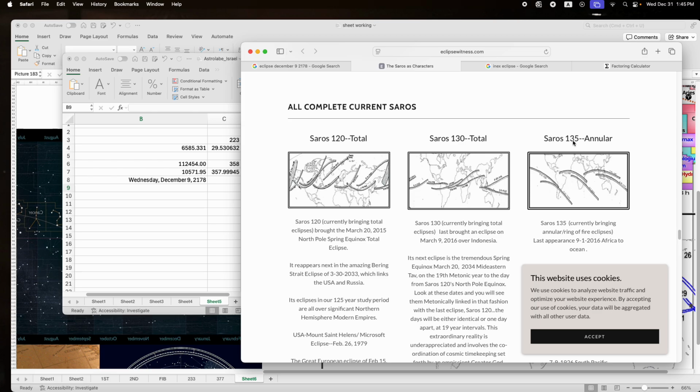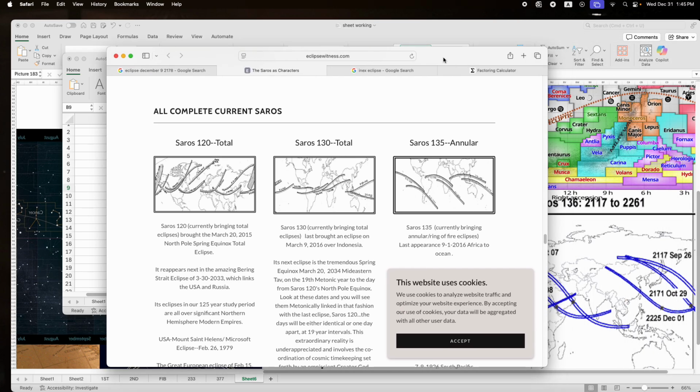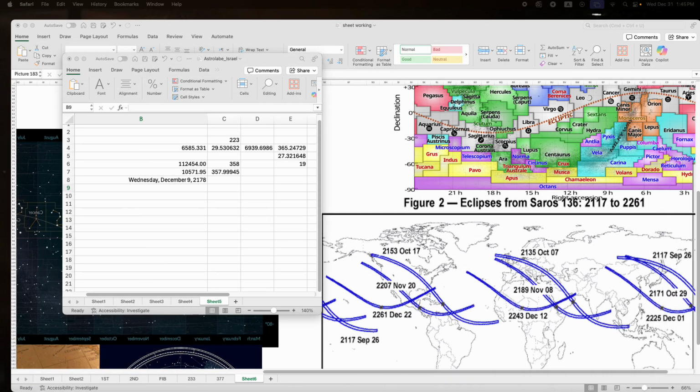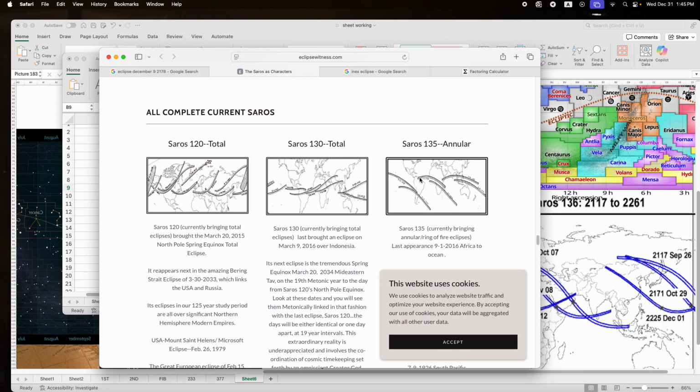It's right here, Saros 135. And it's kind of hard to see this, but it says July. So July time period. You see how you're in the other hemisphere, and you're seeing how this, relative to this eclipse right here, was this one right here, November 20th, 2207, is this right here. And you see how that would be this eclipse happening in here.